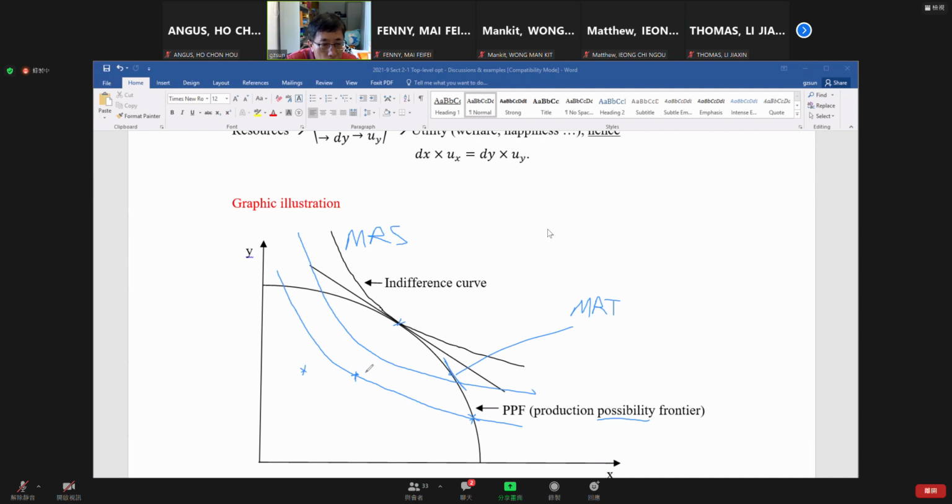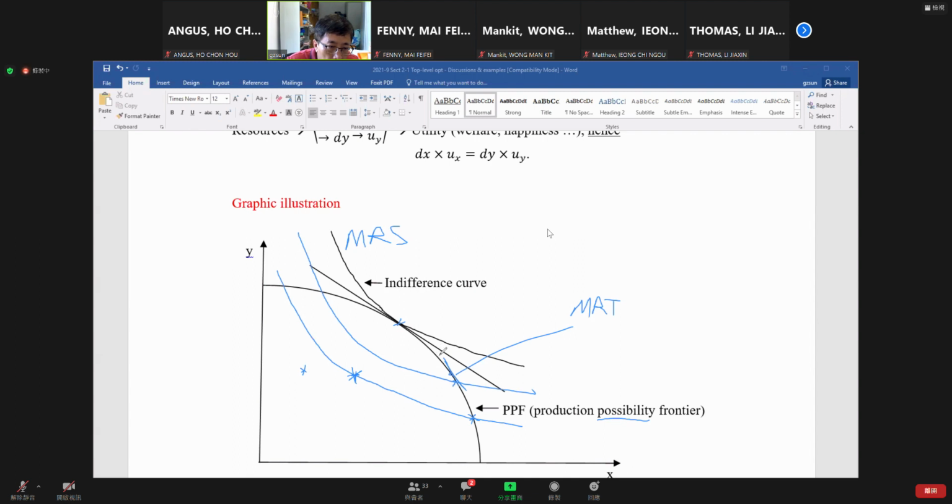Sorry, here we have production optimal. And here means we have not yet achieved anything, because we have not yet achieved the production optimal. And at this point, we indeed achieve production optimal, but it's not top level optimal because we can change the production plan to this point.